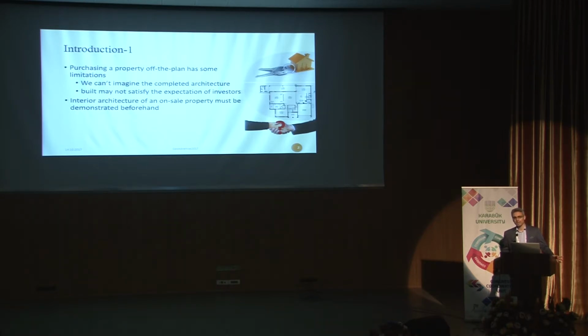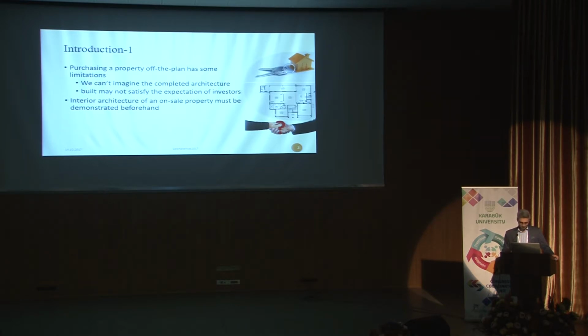You have money, you want to buy a house, but you have a 2D plan because there is no structure built before. The problem is we cannot imagine the complete architecture. We have no idea what's going to happen if you buy it. It might not satisfy our expectations. To solve this problem, there could be a visualization in which the interior interaction of the property is demonstrated.